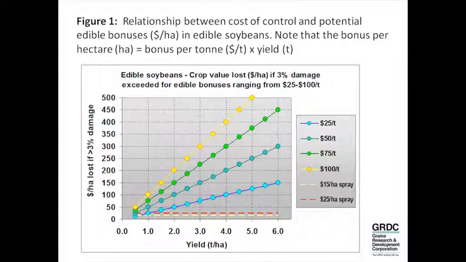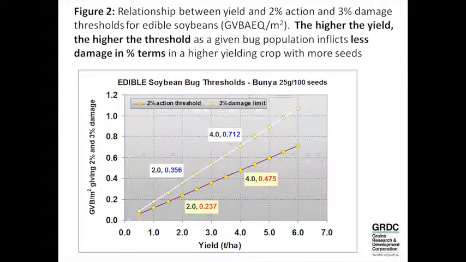So to manage your risk in that situation, you're taking action before you get to the threshold. So we've got what we call an action threshold, and that's represented graphically. So that white line there is the 3% damage limit, but you don't want to go over that, so we're suggesting you take action at the 2% level.